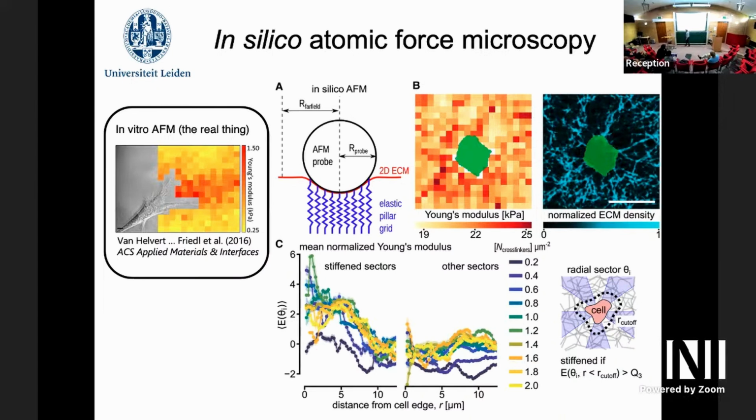So this is a published experiment with a compacting cell, and then you see the direction where it's pulling the matrix, which increases the matrix stiffness a little bit.